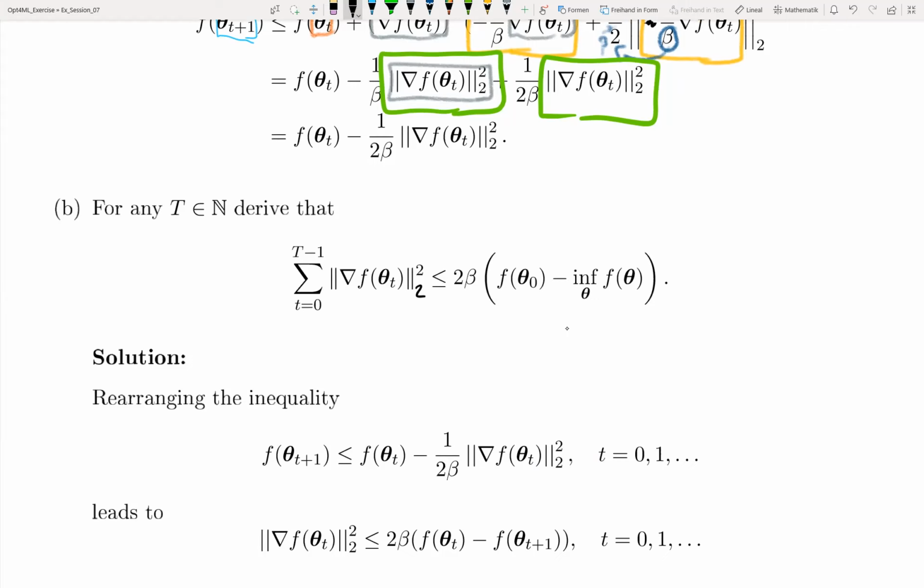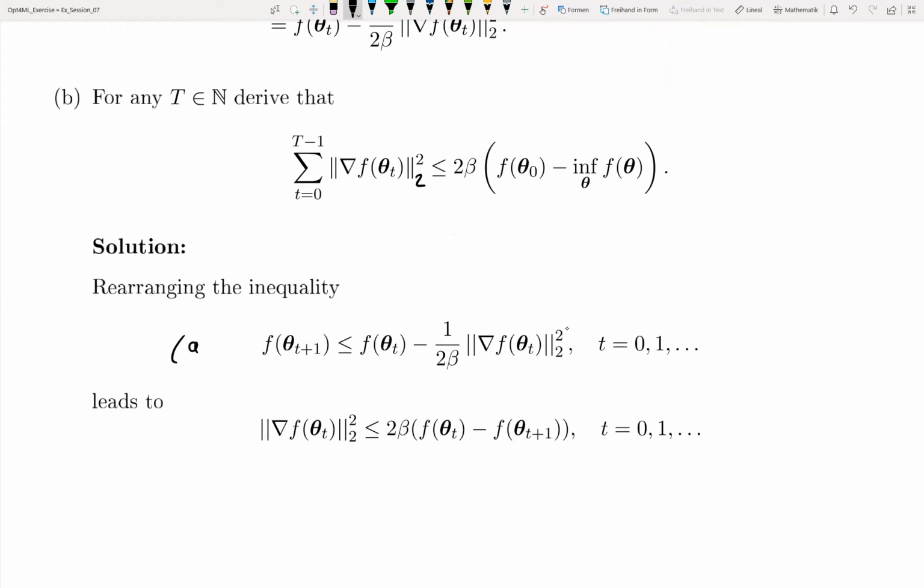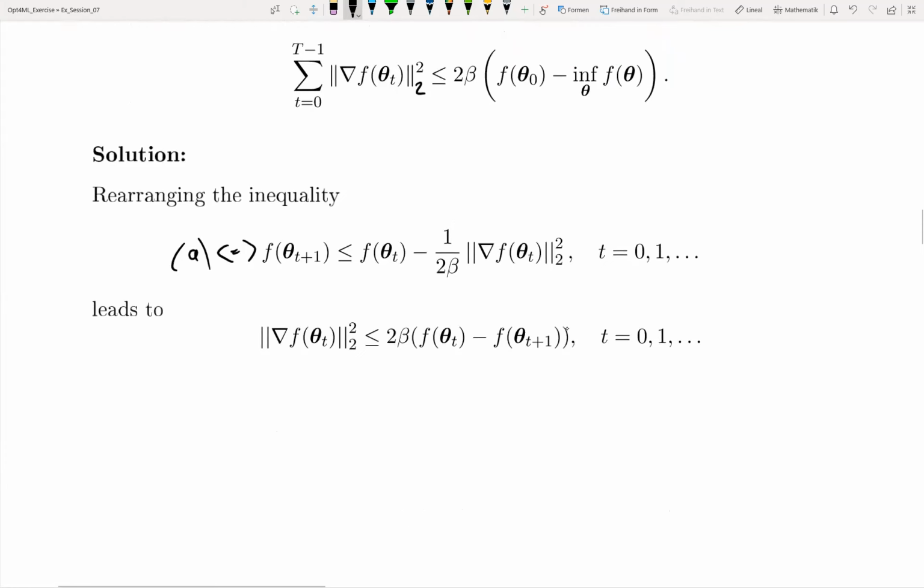Okay, so this is what we showed in A. Now this is what A was showing, which holds for every iteration number t. We haven't specified the t here, but due to this relationship which holds for every t, this is also true for every t.